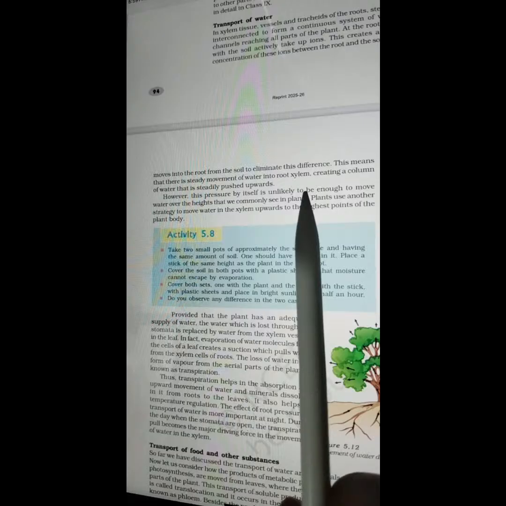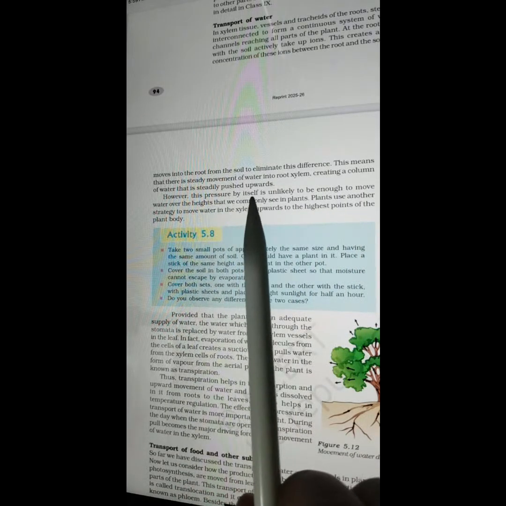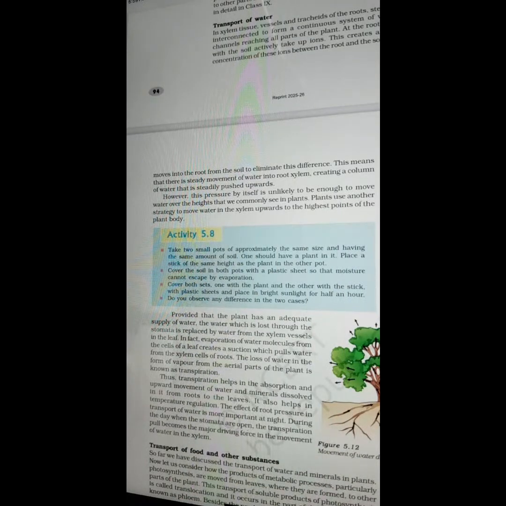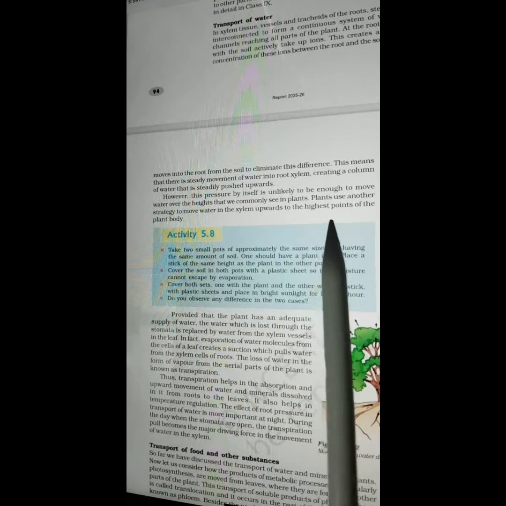This means that there is steady movement of water into xylem, creating a column of water that is steadily pushed upwards. However, this pressure by itself is unlikely to be enough to move water over the heights that we commonly see in plants. Plants use another strategy to move water in the xylem upwards to the highest points of the plant body.